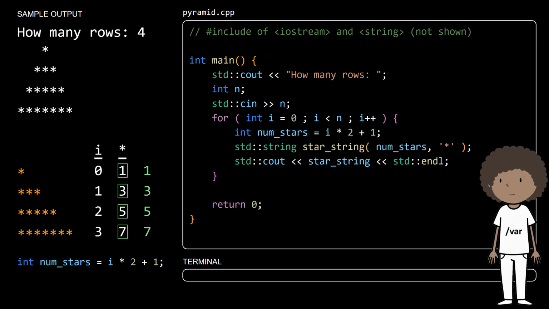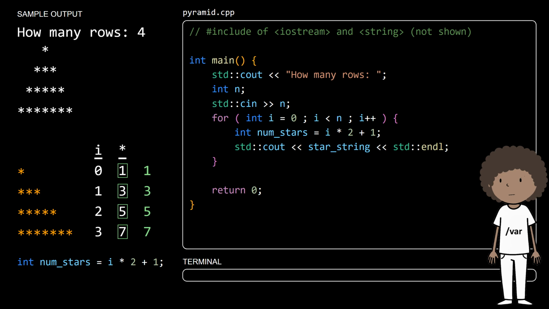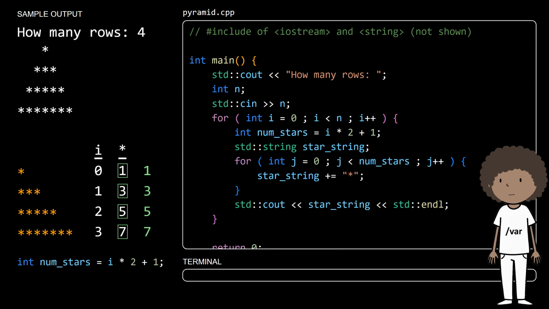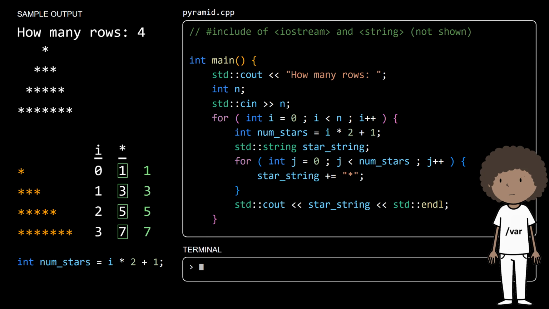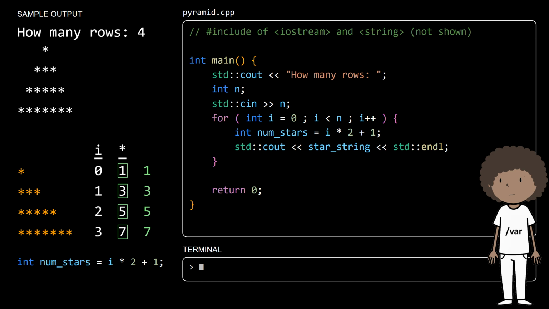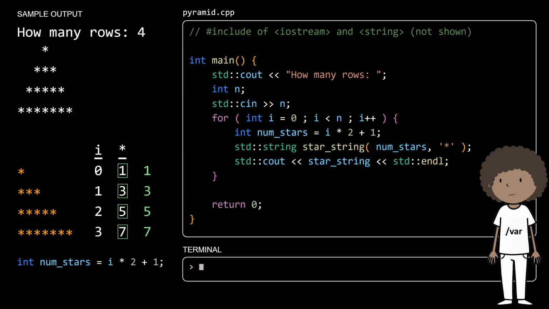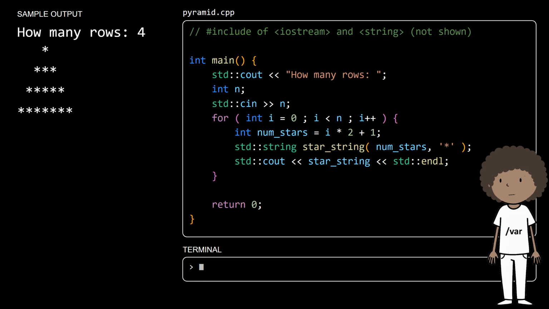By the way, suppose we didn't know about that string constructor that repeats a character. Or suppose we wanted to repeat a string with multiple characters, not just one. In that case, we'd need to use a subloop, like this one, to build up our string. We start with an empty string, and loop num stars times, adding a star to the end of the string each time. Let's run this code to see that it gives the same result. Yes, it works. Because the repeated character string constructor is available, let's use it, because it simplifies the code for this particular program. But it's good to know that we could manually repeat a string with a subloop if we needed to.